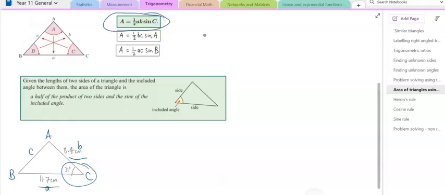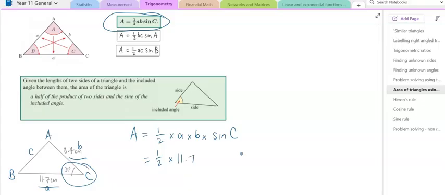All I then do is write that formula down. The area of this triangle is equal to half times length A times length B times sine C. Substitute the values that I have from this triangle into this formula. So then it becomes half times, instead of A, I'm using 11.7. Instead of B, I'm using 8.4, and instead of the capital C, I'm using my angle value there, which is 31 degrees. Then I can go ahead and put that into my calculator.